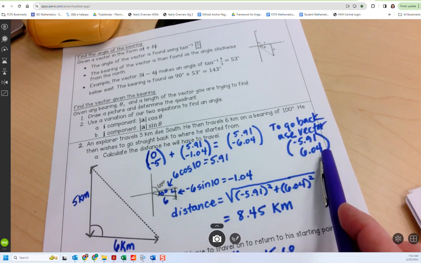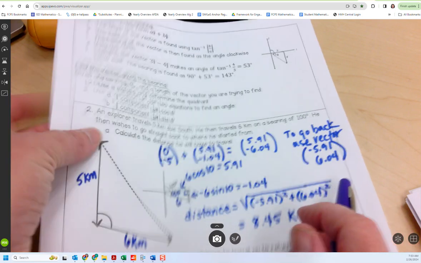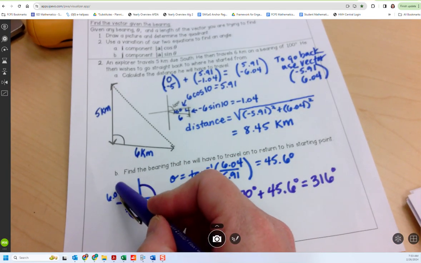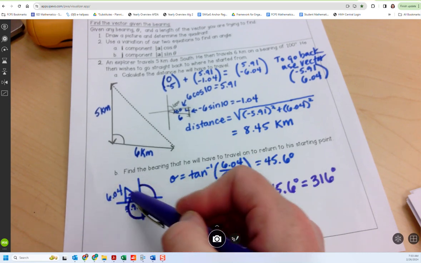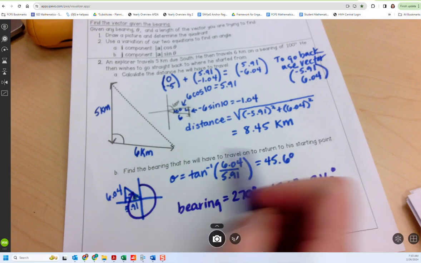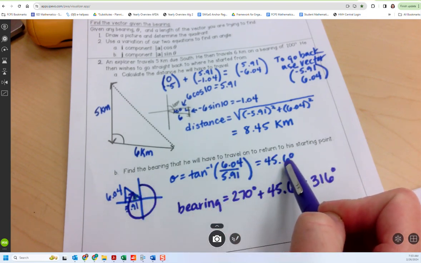-5.91, 6.04 in the coordinate plane, and that lands us in the second quadrant over here. Oops, you can't see that. Let me move it. So in the coordinate plane, -5.91, 6.04, it lands us in the second quadrant, and we can use inverse tangent to find the angle in here, which is 45.6 degrees.